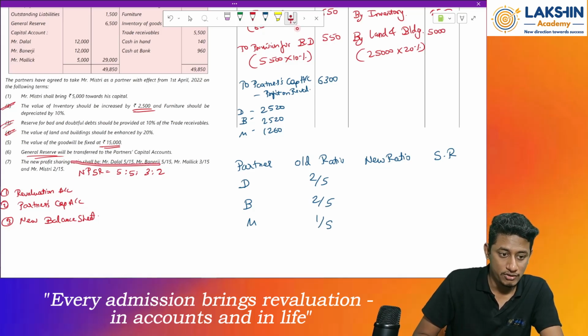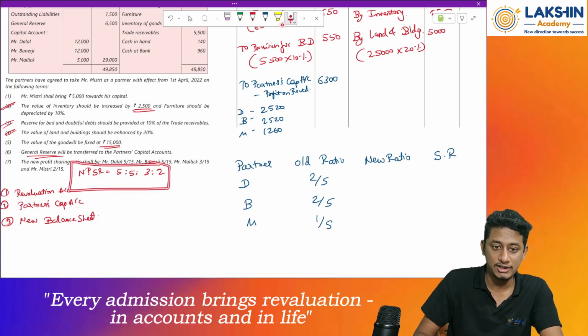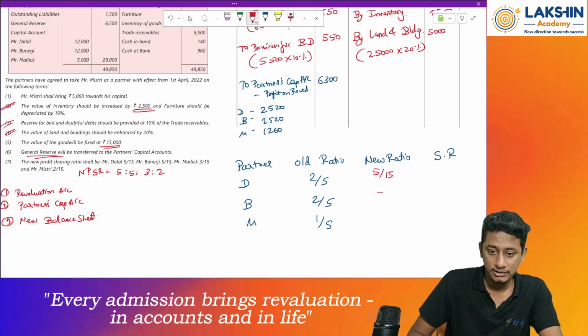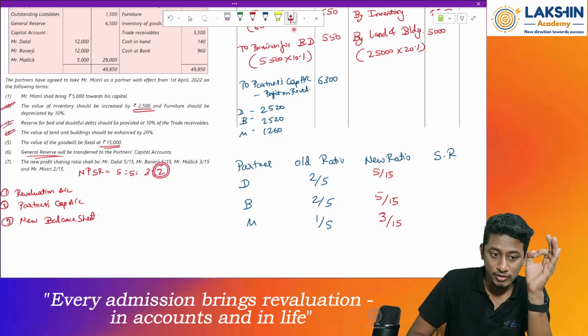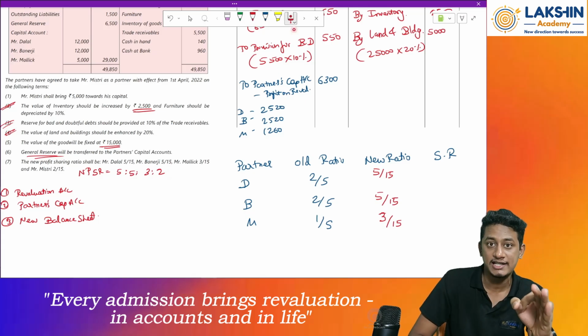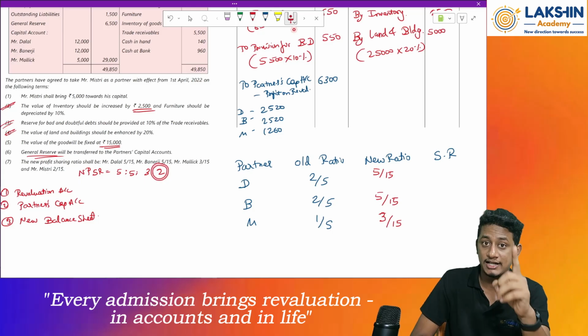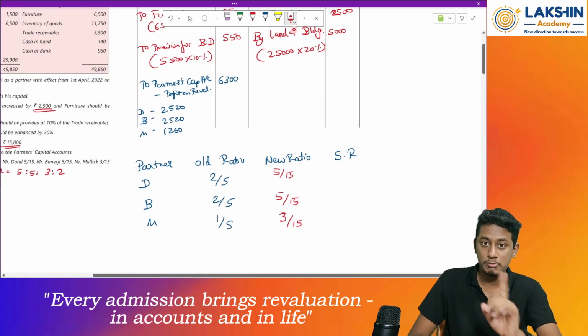The new ratio we have found out over here, 5:5:3. So that will be 5 plus 5 plus 5, which is 15, so the new ratio will be 5 by 15, 5 by 15 and 3 by 15. See, always remember that whenever a new partner is admitted, his ratio will always be at the end. So the first 3 ratios are of the old partners. Remember this. Clear? This won't be repeated again and again.